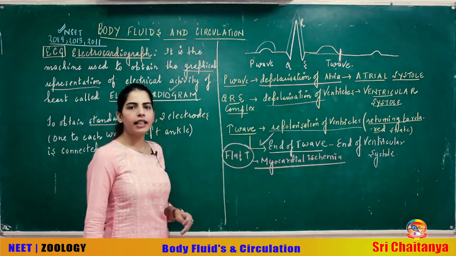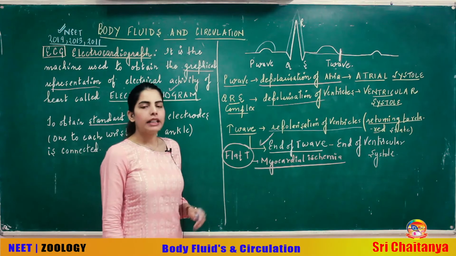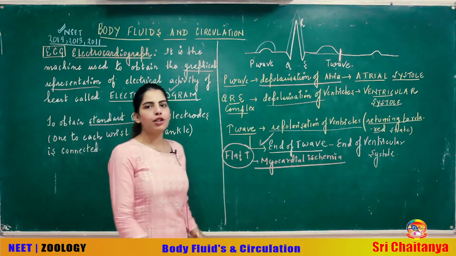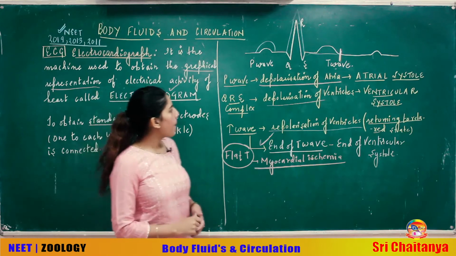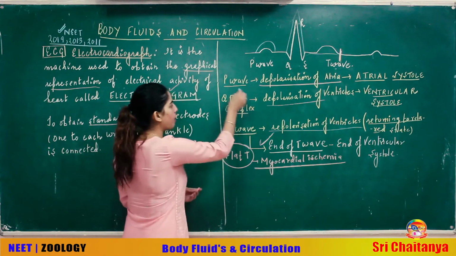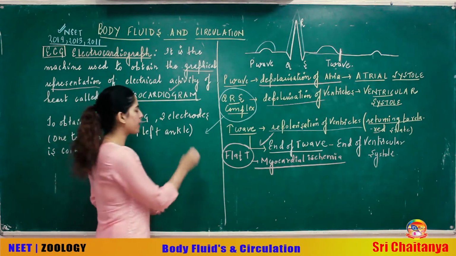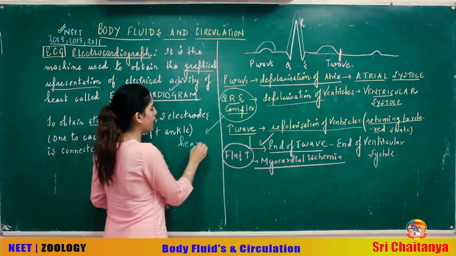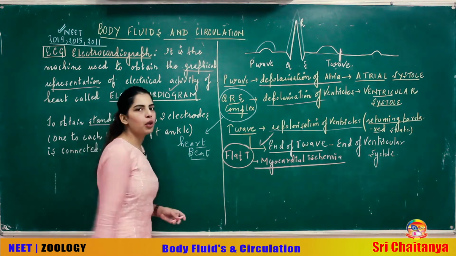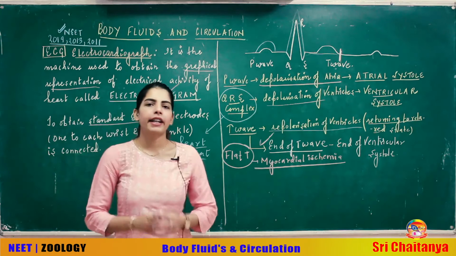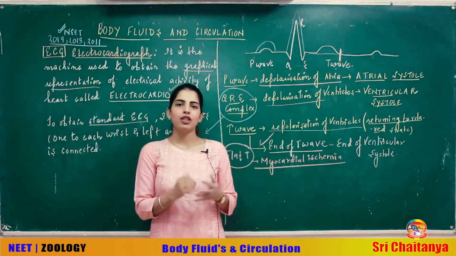And what is myocardial ischemia? That is low O2 supply to your heart. That means by seeing the faults, you can easily say whether there is some fault with the heart or not. Also remember that by counting the number of QRS complex, you can actually know the heartbeat of the person. So the number of QRS complex represents the heartbeat of a person. So that's about your ECG.